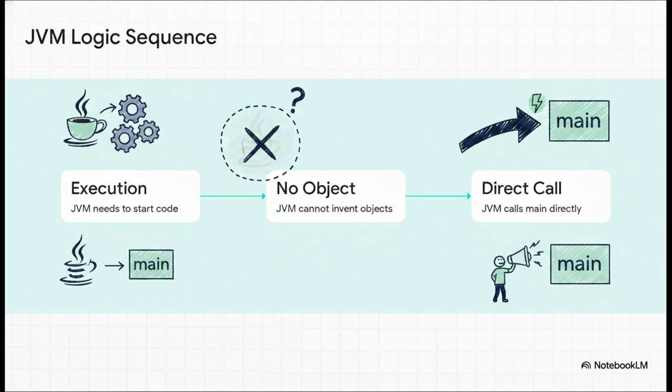Step 3, and this is the magic part. Because main is marked as static, the JVM doesn't even need an object. It calls the method directly from the class level, basically shouting, hey, class Demo4, run your main method right now. Without static, the JVM would just sit there, hopelessly waiting for an object it doesn't know how to build.